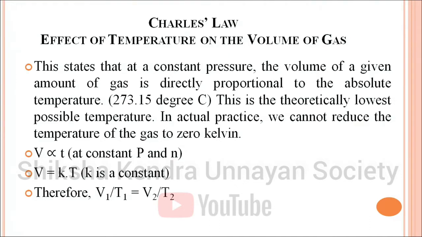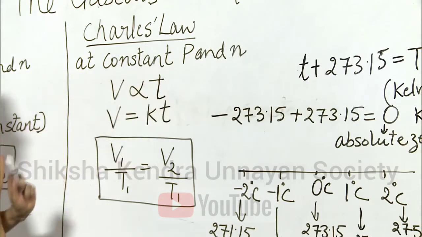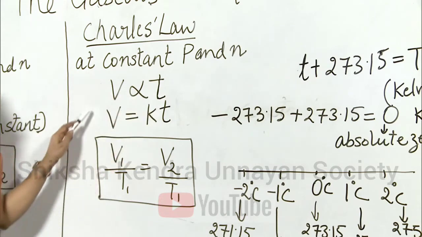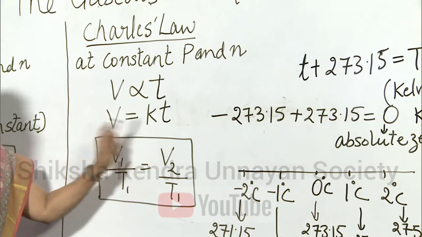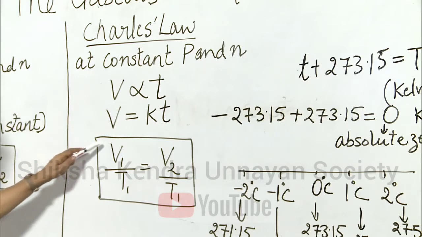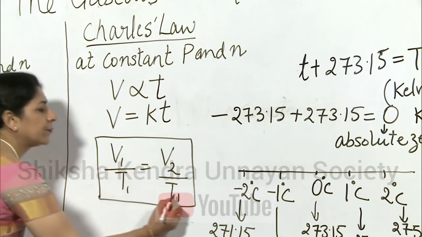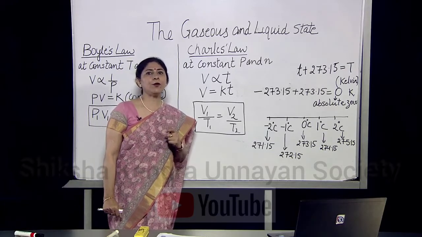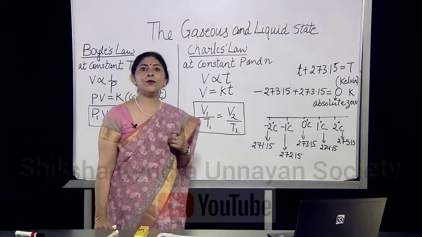Now, I'll show you on the board how he arrived at this calculation. Charles' law. He kept the pressure and number of moles constant, and he found that volume is directly proportional to T. If we remove the proportionality sign, we get V is equal to KT, where K is a constant. Now, we can say that V1 upon T1 is equal to V2 upon T2. Now here, if you have noticed, he said that we have to take the absolute temperature. Charles' law helps us to define absolute temperature also.